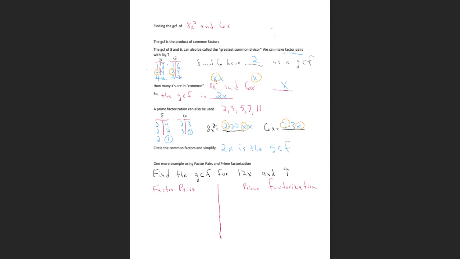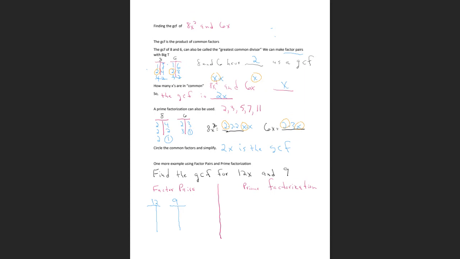So if I want to find the GCF for 12x and 9, again, there's several ways of doing it. Here, I'm just going to show you the factor pairs strategy to start with. So again, the factor pairs really just goes with the actual numbers. So we have this 12 and this 9. So I'm going to use big T as an organizer.